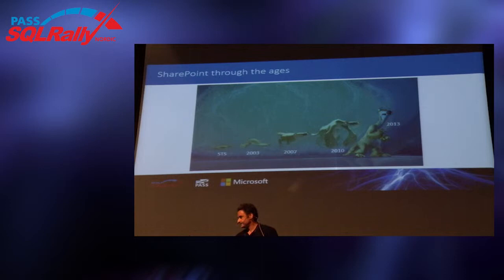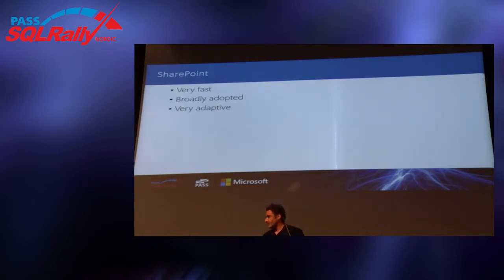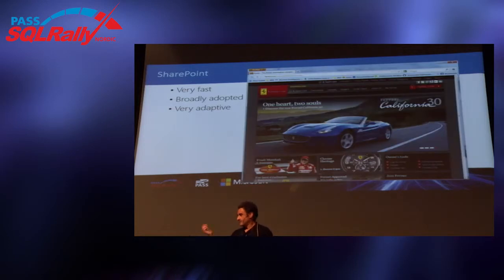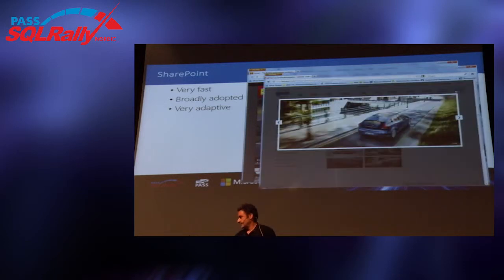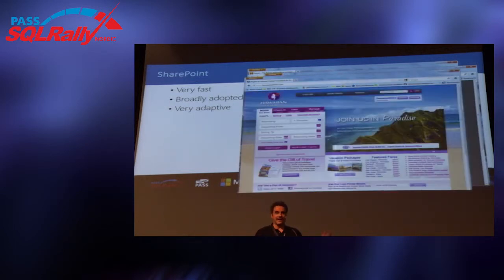So SharePoint can be very fast, is very broadly adopted, and is also very adaptable. So very fast, like that. Ferrari.com is made in SharePoint. Volvo Cars Corporation uses SharePoint also. And for something more fun, Hawaiian Airlines uses SharePoint as their website. So where you can book a trip to Hawaii is only a web part on a SharePoint website. So this was the nice part.